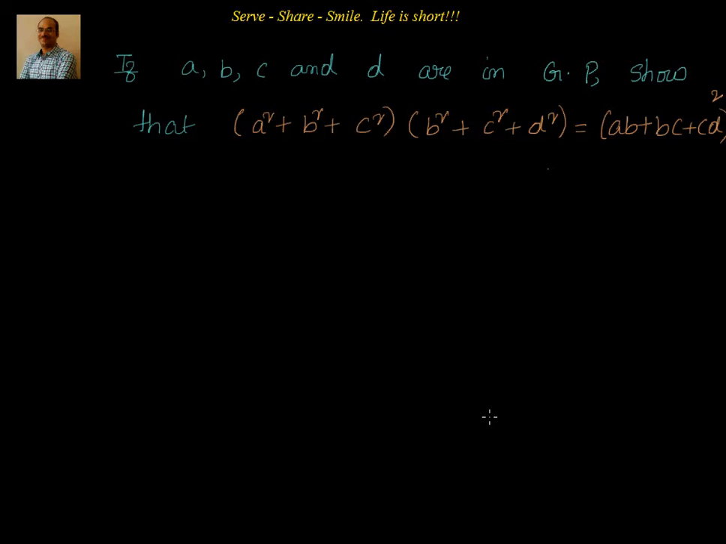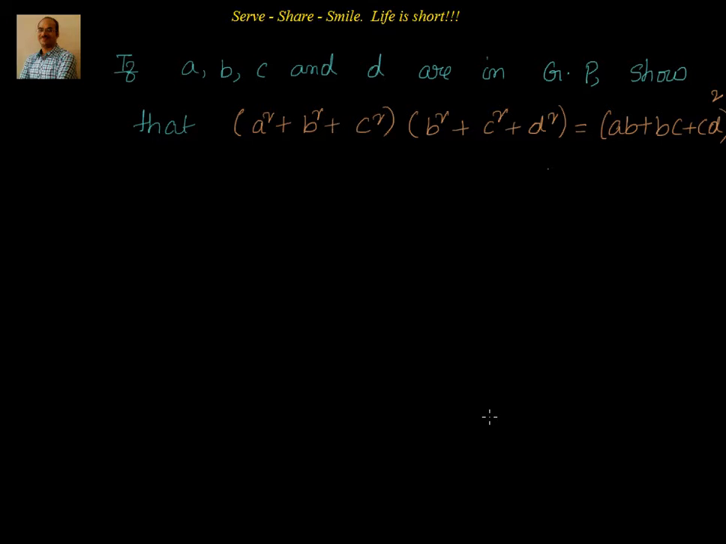Let's look at this example related to sequences and series, geometric progression. We have been given that a, b, c, d are in geometric progression. We have to show that (a² + b² + c²)(b² + c² + d²) is equal to (ab + bc + cd)².